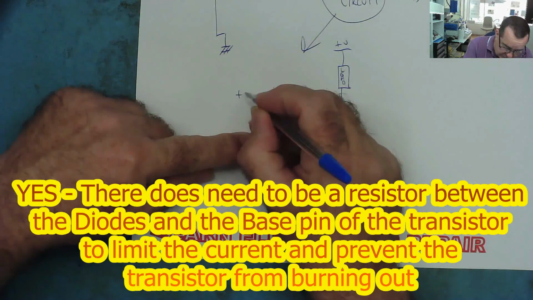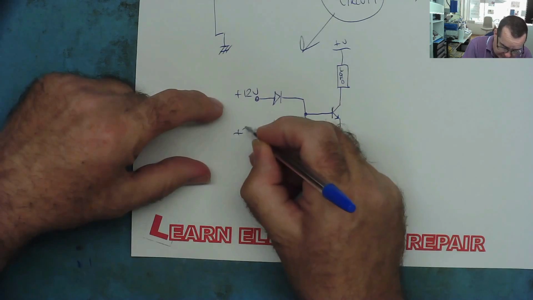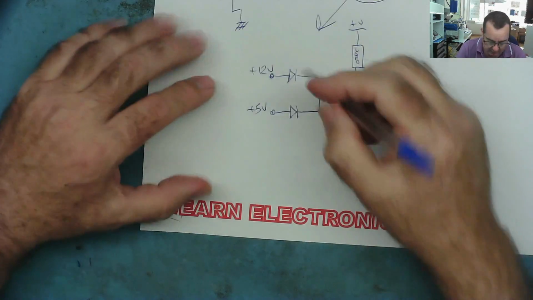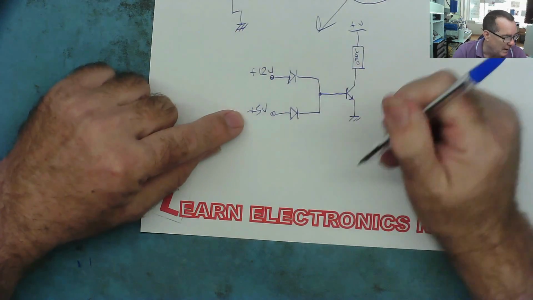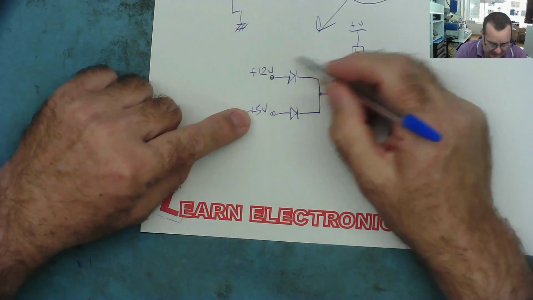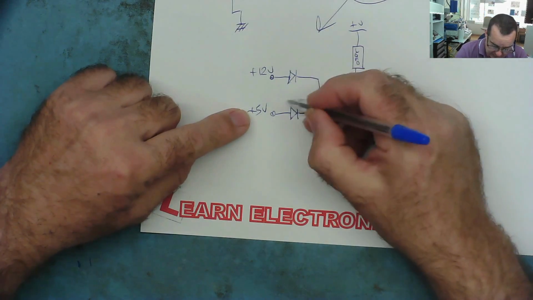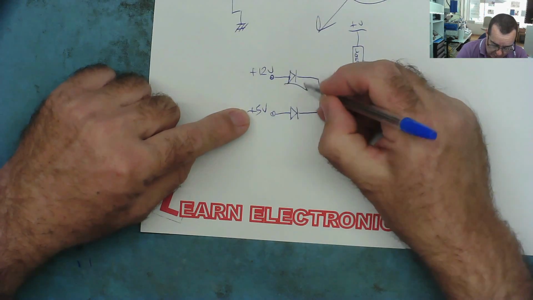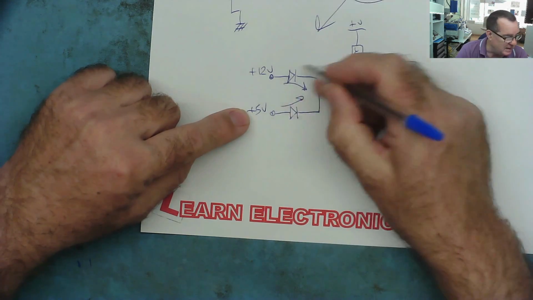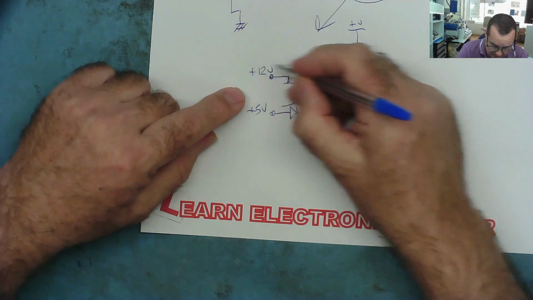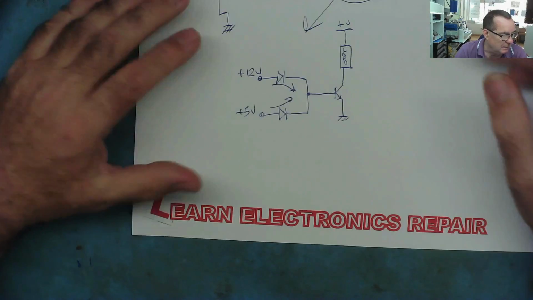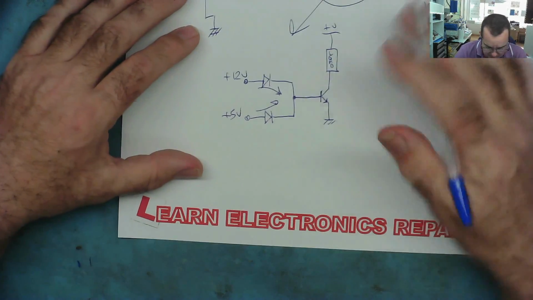But if this voltage is 12 volts and this voltage is 5 volts, depending where it's coming from, you don't want the 12 volts to go back into the 5 volt circuit, or even the 5 volts going to the 12 volt circuit. Because these only conduct one way, whatever voltage is here can never get to there, and whatever voltage is here can never get back out to there. So you'll find that type of use for diodes.